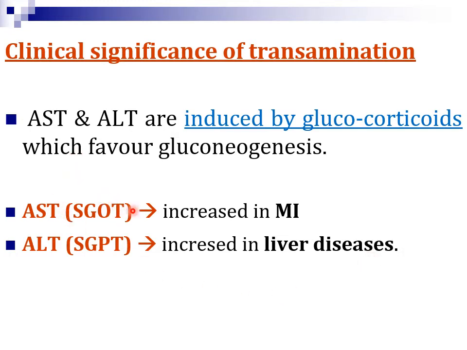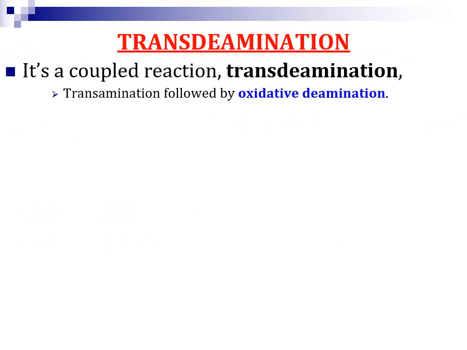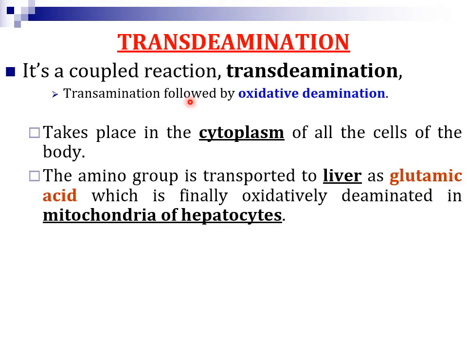AST is also elevated in alcoholic liver disease. So this is the significance of transaminase enzymes. Then comes the second reaction, that is transdeamination. It's a coupled reaction. First transamination, that is transfer of amino group, followed by oxidative deamination.